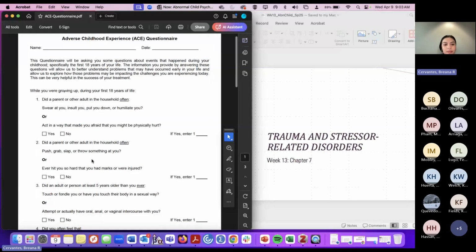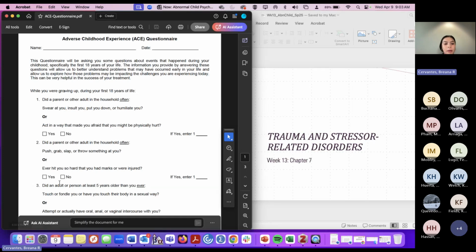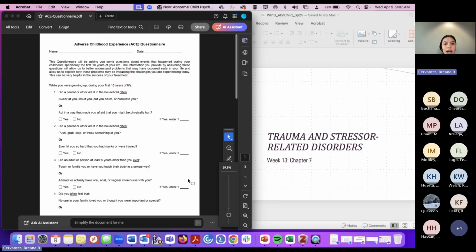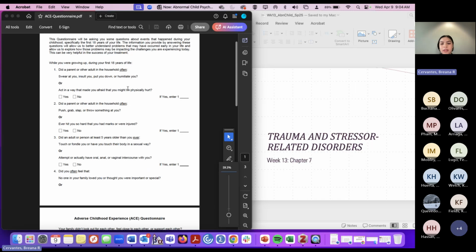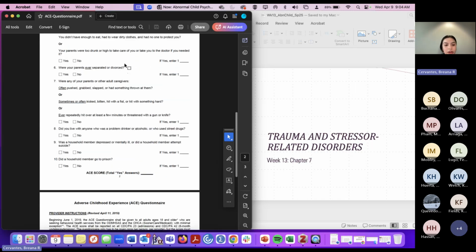If you're interested, these are examples of what would constitute an ACE, many of which are things like neglect and abuse that we were already discussing. But you might notice some other things that we didn't discuss but would constitute an ACE. So you can take a look at that.